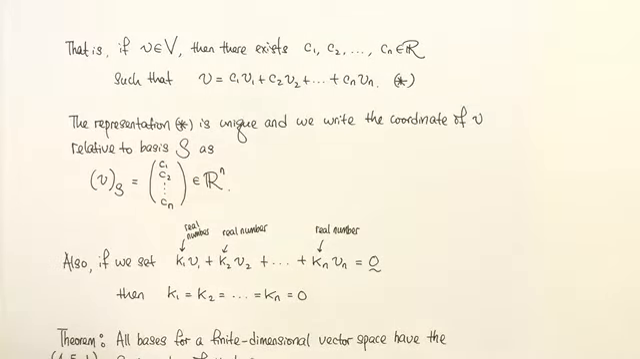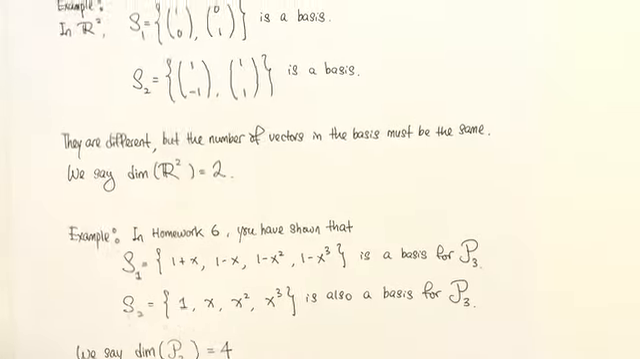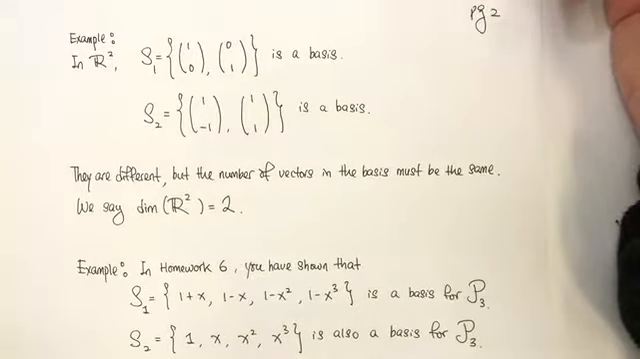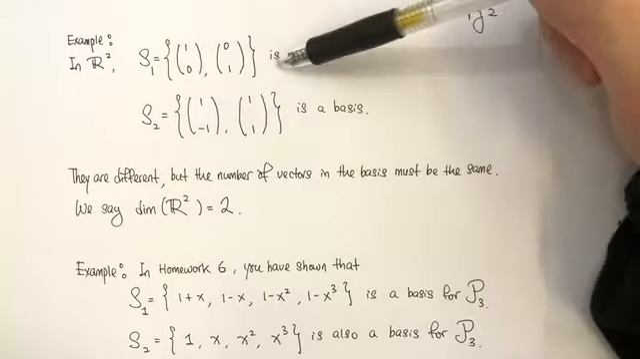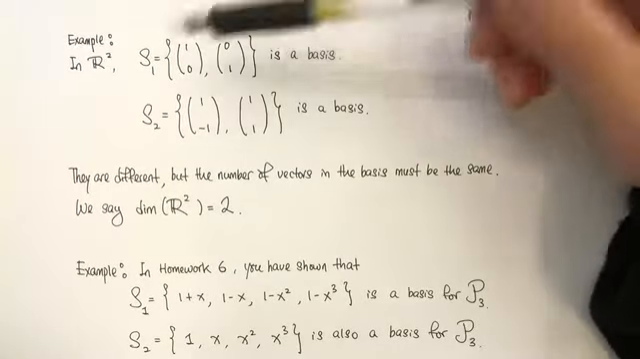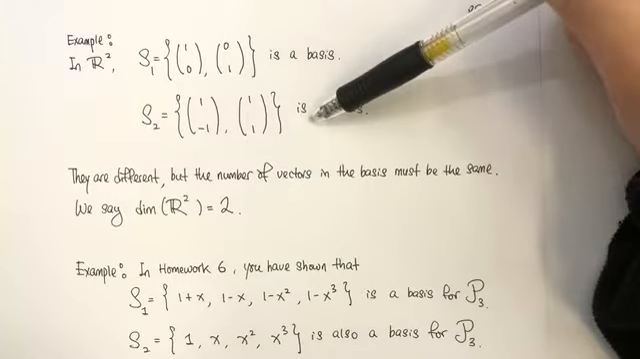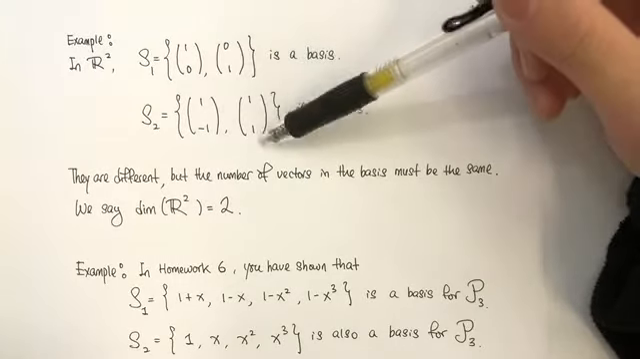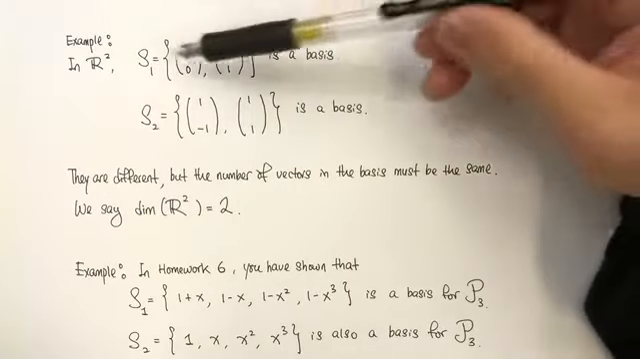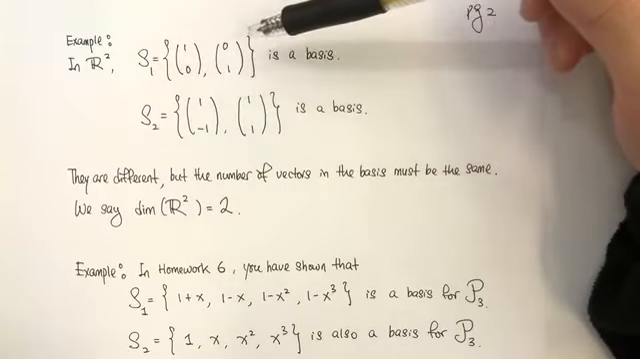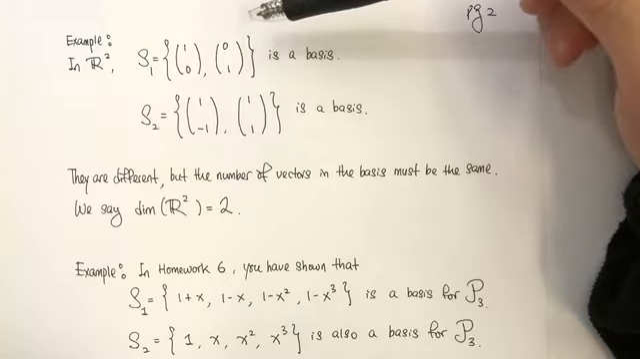Now, for a vector space, let's say R2, we know that it has a basis, but the basis need not be unique. For example, we have seen that in R2, S1 here is a basis. This is called the standard basis. And S2 here is also a basis. That is to say that these elements are linearly independent and the span of S2 is actually R2. So in a vector space, the basis need not be unique.